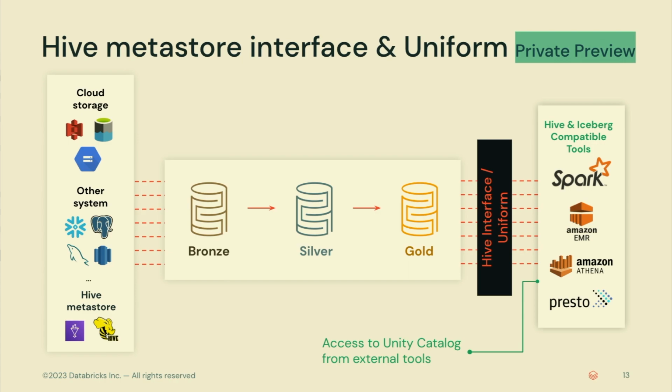So with these interfaces, you can essentially use Spark and EMR and Athena and Presto to actually speak to Unity and to get data out of it. So we're really committed to making Unity Catalog part of this open ecosystem. I think this goes a long way towards it.